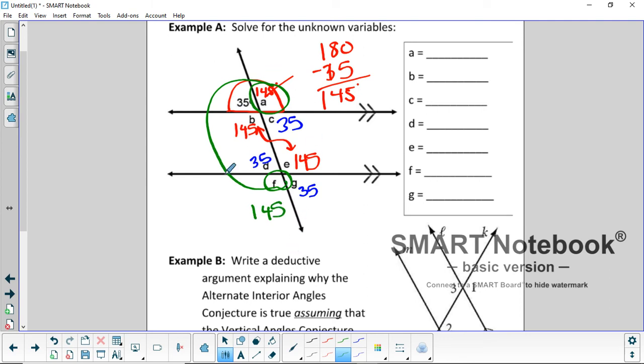Now, I had mentioned some other ways of finding it here, but really it's all the corresponding angles that match up. So again, we have 145, 145, 35, 35, 145, 145, and 35.